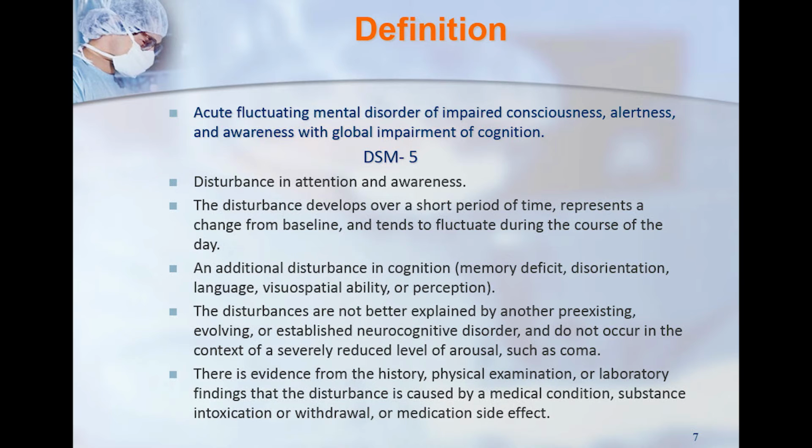So let's dive into the definition. What is delirium? It's not just confusion. It's not just disorientation. So what can we call delirium? The definition is acute. If a patient already has a chronic confusion like dementia, you cannot say delirium. So, acute, fluctuating, another hallmark, fluctuating mental disorder of impaired consciousness, alertness, and awareness with global impairment of cognition. This is the shortest and most complete definition.